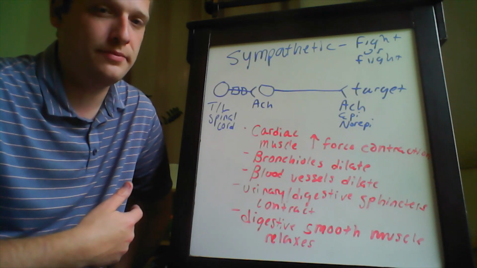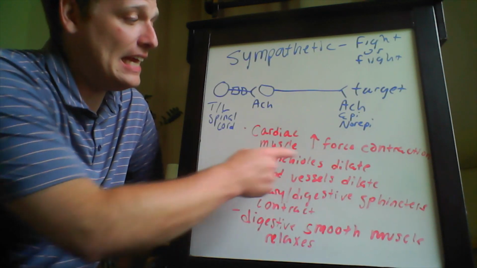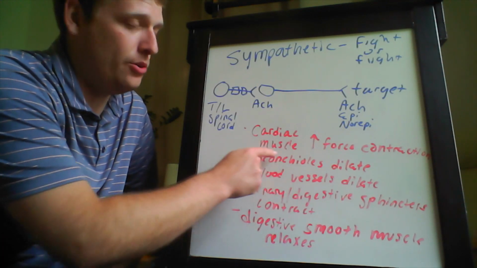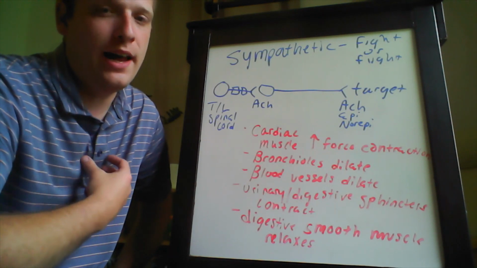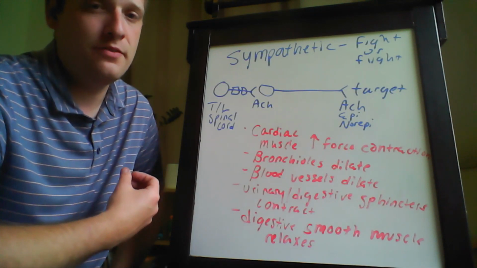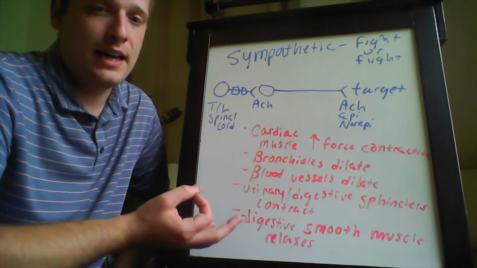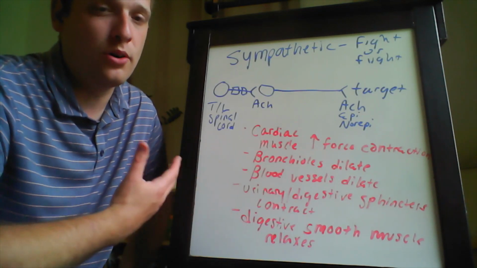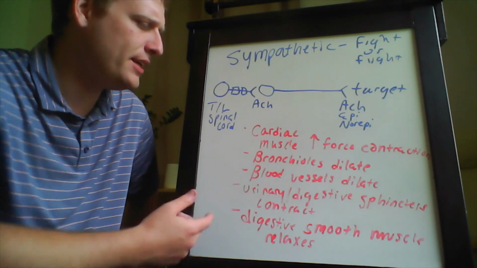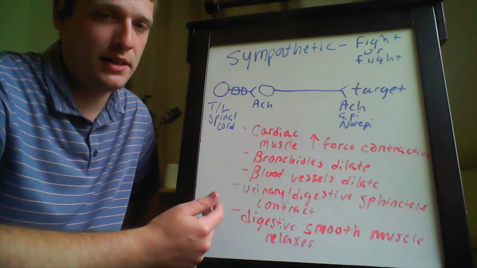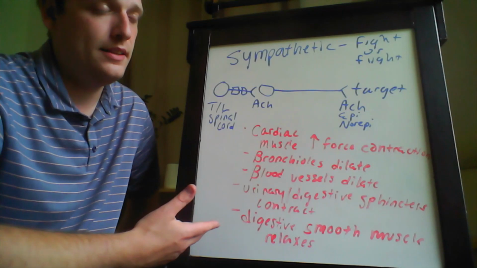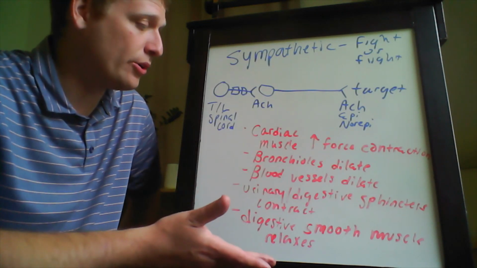You're also going to get dilation, so relaxation of smooth muscle on the bronchioles. These are the airways inside of your lungs, and when the smooth muscle surrounding them is dilated, their diameter expands and you get more volume of air per breath. So that's also helpful. You get blood vessels dilating because of smooth muscle relaxation there. That's going to increase the amount of blood that can flow to a certain organ.